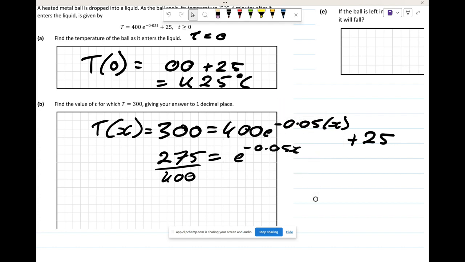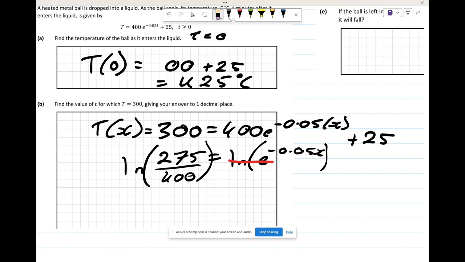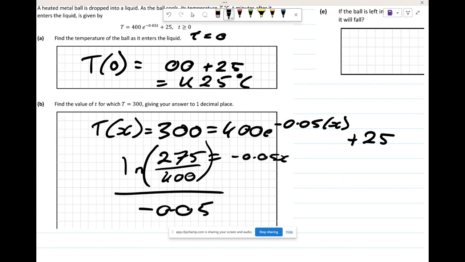And then we're going to take the log of both sides. So log of everything, that's going to cancel with the e. And we're going to be left with minus 0.05 x. And then we just want to divide by minus 0.05. And that will give us our time x. And so that's going to be just some number that we can throw in.